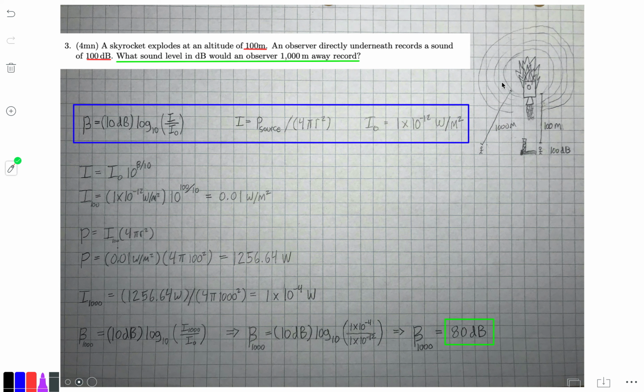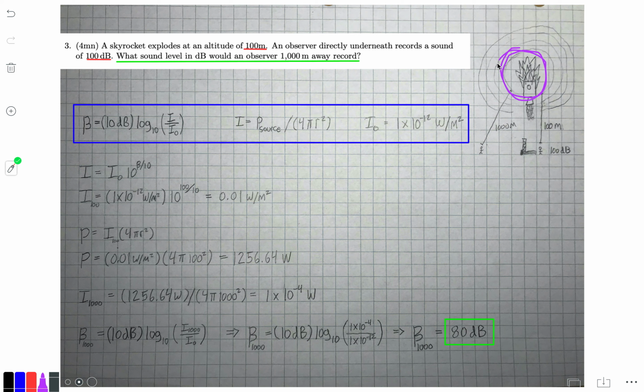So in the setup for this problem, we're given that the observer directly underneath, so at a distance of 100 meters here, hears a sound of 100 decibels. So here's our launch pad, here's our rocket, and it's exploding.